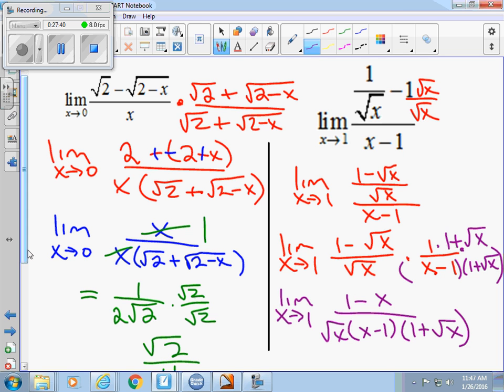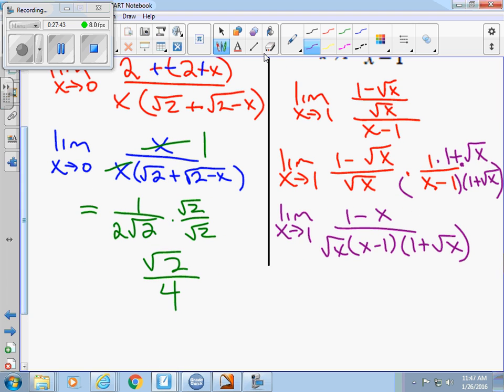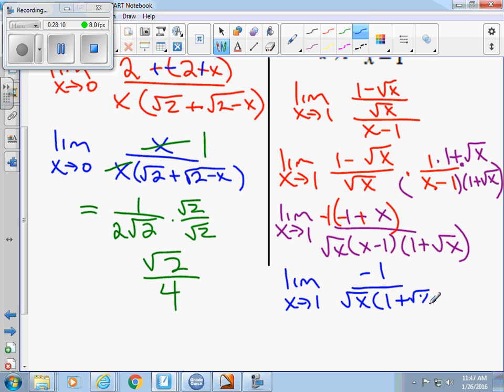Good news. I at least now see what will cancel. I finally found the hole. I do still have to do one more set of factoring, don't I? Negative 1 maybe out of the top. And then I get the limit as x approaches 1 of negative 1 over the square root of x, 1 plus the square root of x.